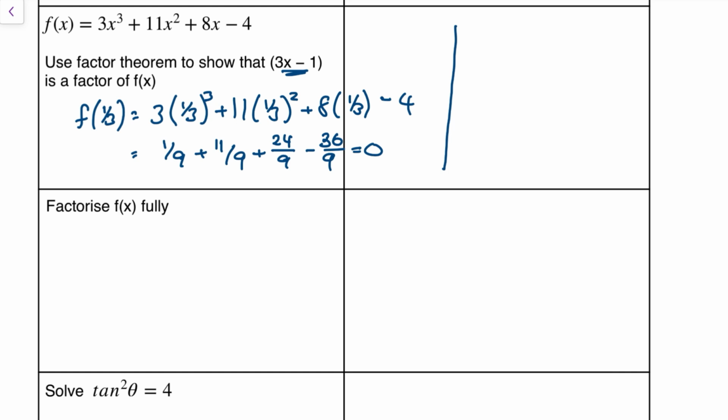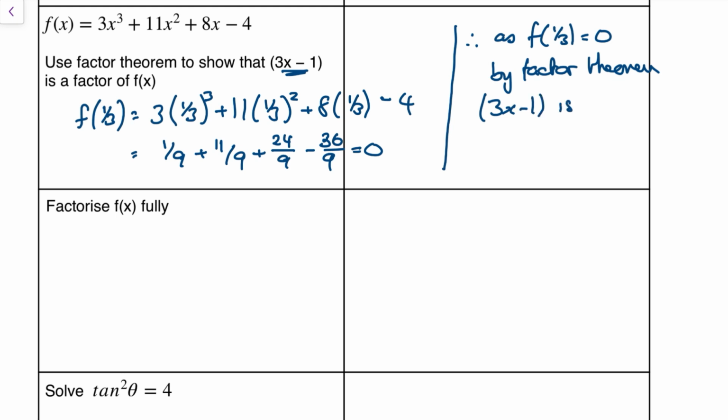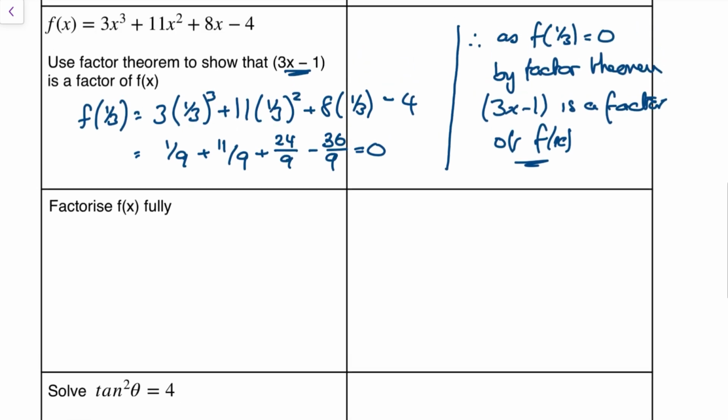It's a show that question. So therefore, as f of a third is equal to 0 by factor theorem, and then you write the linear bracket, so 3x minus 1 is a factor of f of x. Question proven and shown with a conclusion. Next question. Oh, actually, next question continues.